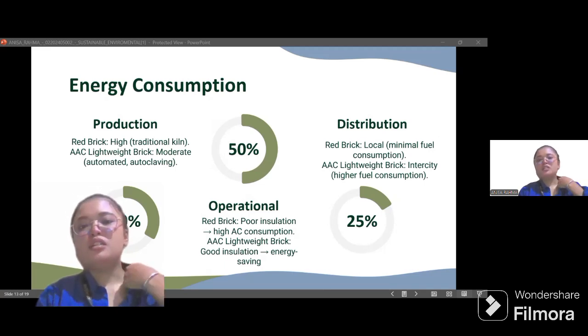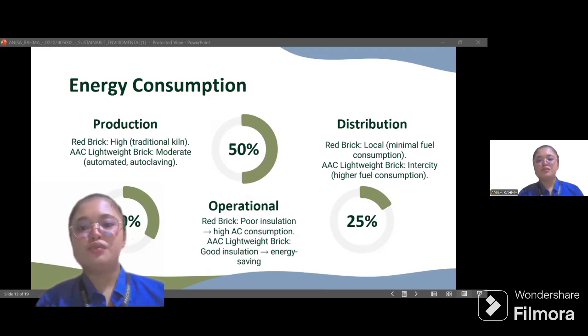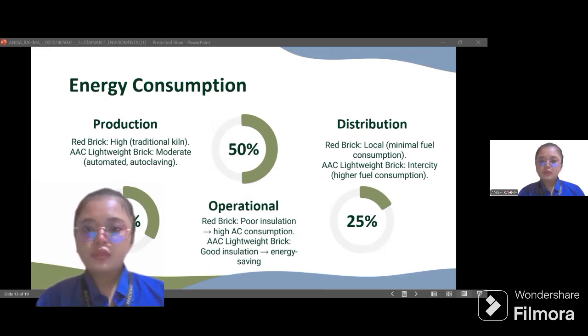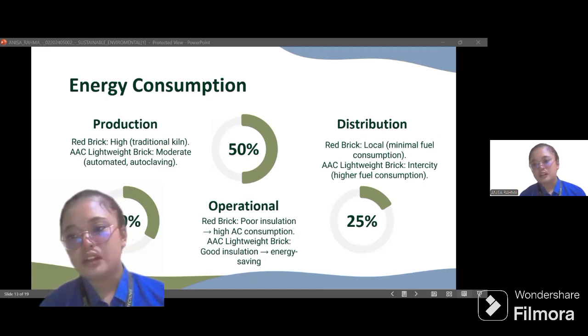The first one is production. Red bricks require high energy, primarily due to the use of traditional kilns or firing. This process consumes a large amount of fossil fuels, such as coal or firewood, which not only requires significant energy but also produces substantial greenhouse gas emissions. Therefore, energy consumption in the production of red bricks is high compared to other materials.